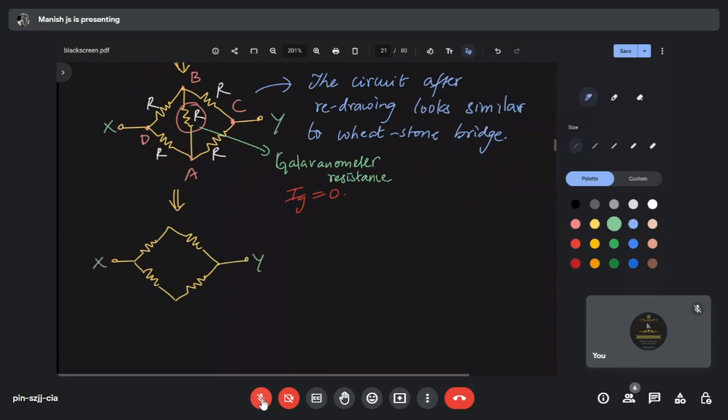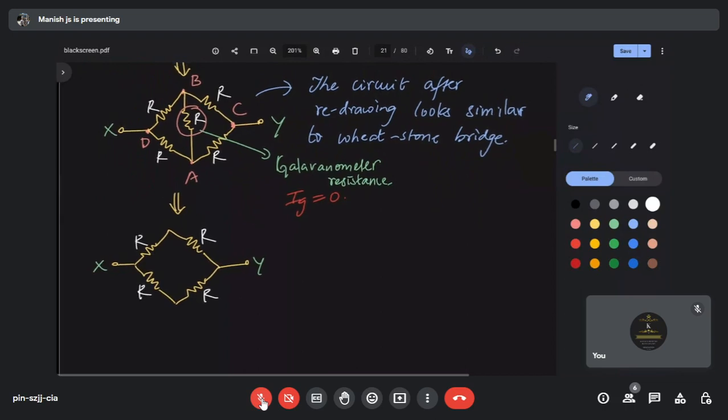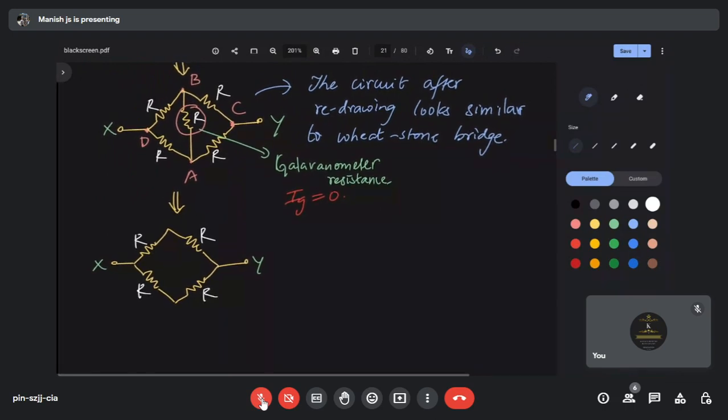So XY, again, resistance R, and these four resistors remain. So the nodes A and B would disappear. You cannot call them nodes anymore because the minimum eligibility criteria to call a point a node is that three or more circuit components should meet.